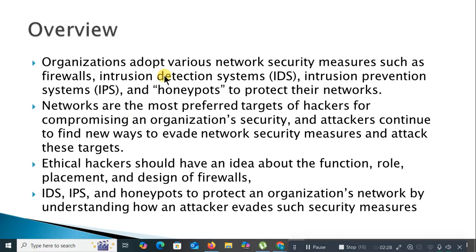Here, IDS means intrusion detection system. IPS means intrusion prevention system. What is a honeypot?